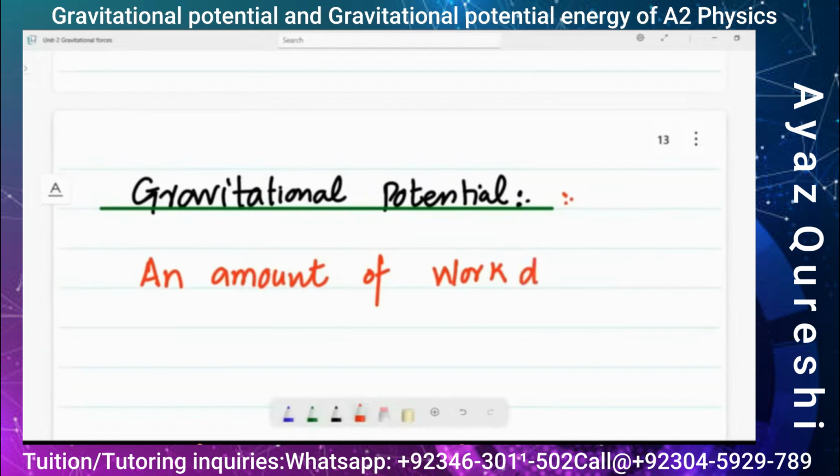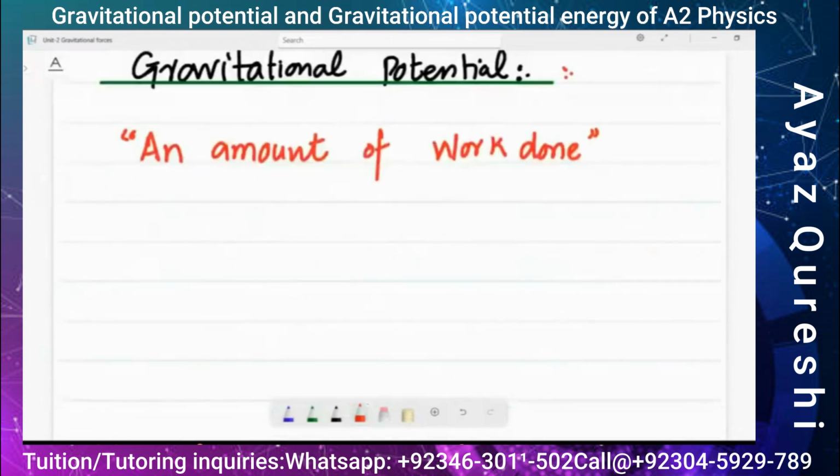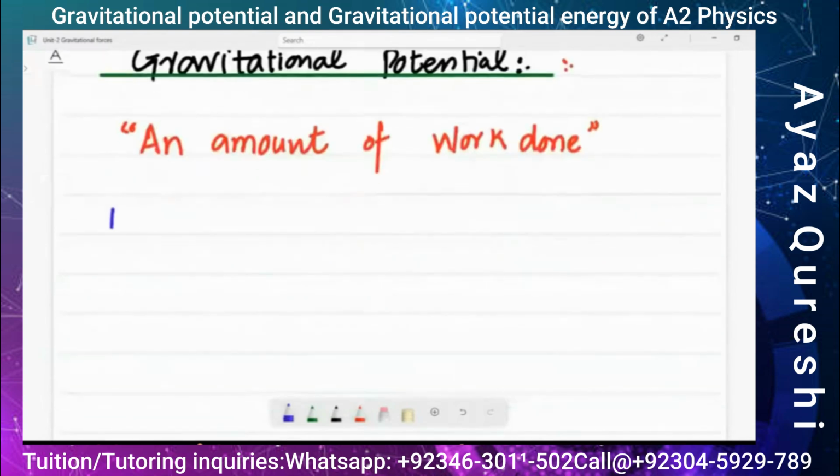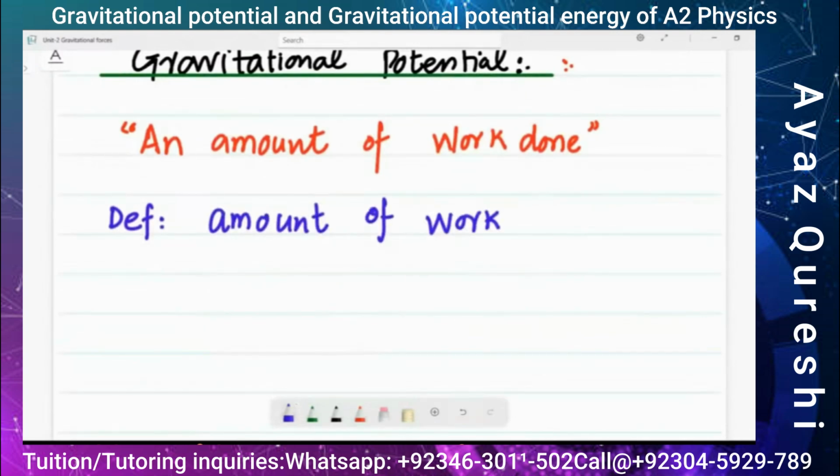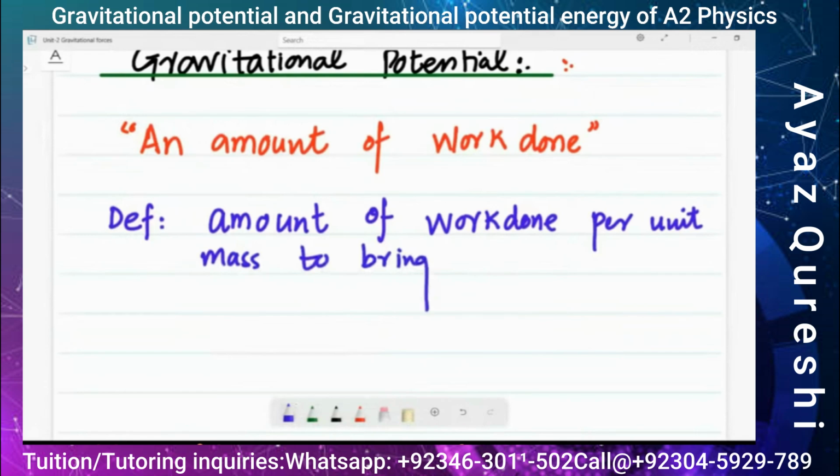So, the amount of work done, this is the concept of potential. But the definition of potential according to the exam is the amount of work done per unit mass. It is very important: not per kg, per unit mass, to bring it from infinity.